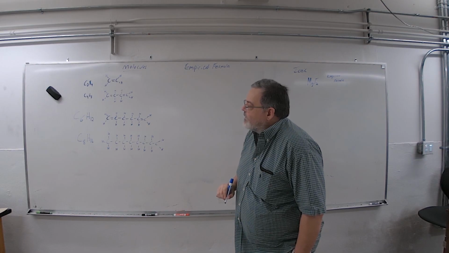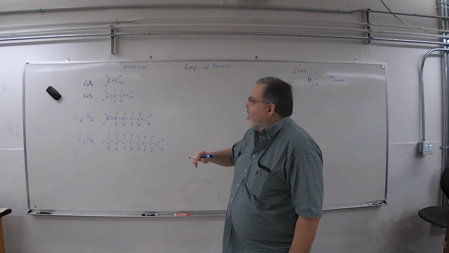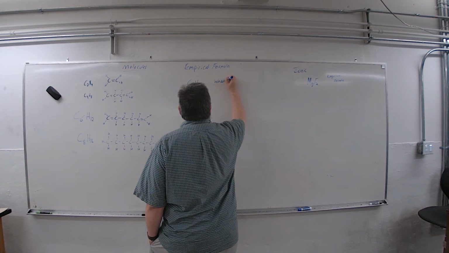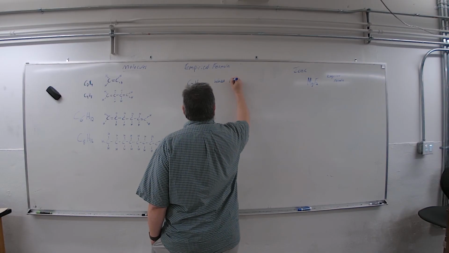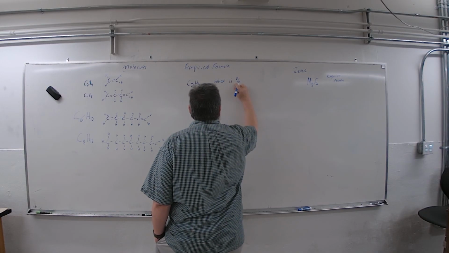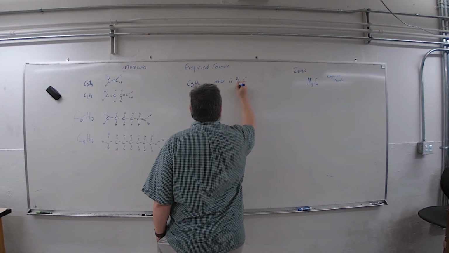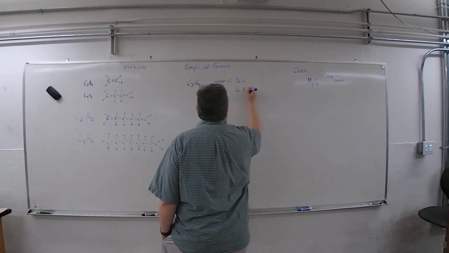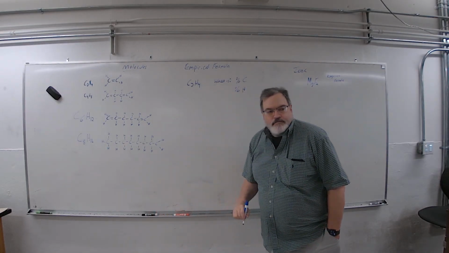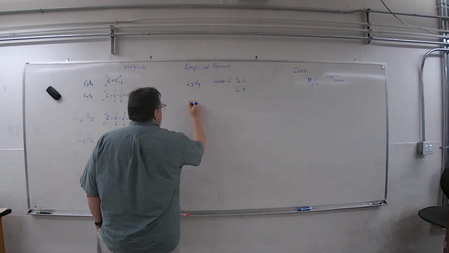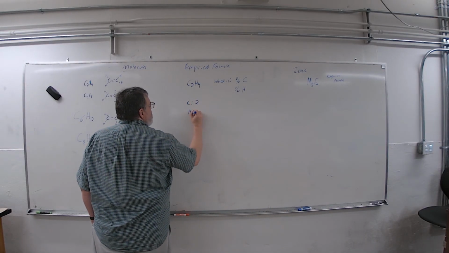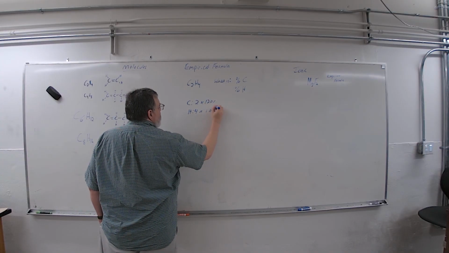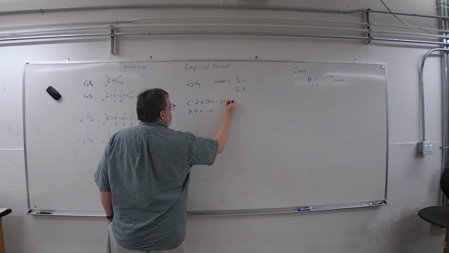Should I go through all this math? I guess I could. So if I just said C2H4, what is the percent carbon and what is the percent hydrogen? We would start by going carbon, there's 2 of them. Hydrogen, there's 4 of them. Carbon is 12.01 off the periodic table. Hydrogen is 1.01. We get 24.02.